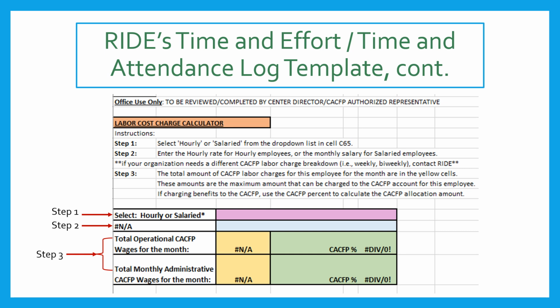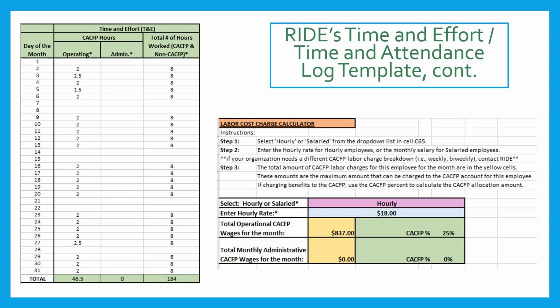If the options in this calculator do not meet all of your needs, you can make revisions and submit them to RIDE for approval, or contact your RIDE program specialist and discuss what adjustments you would like for the calculator. This slide is an example of what an hourly employee's monthly time and effort sheet may look like.